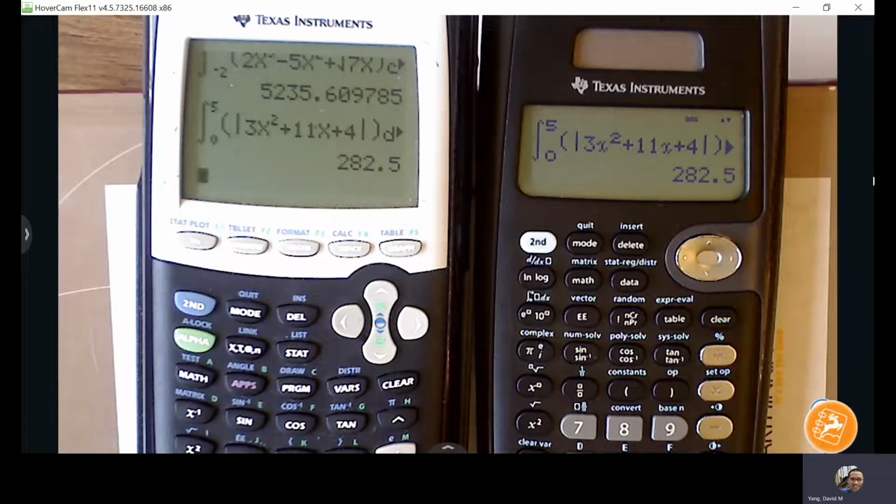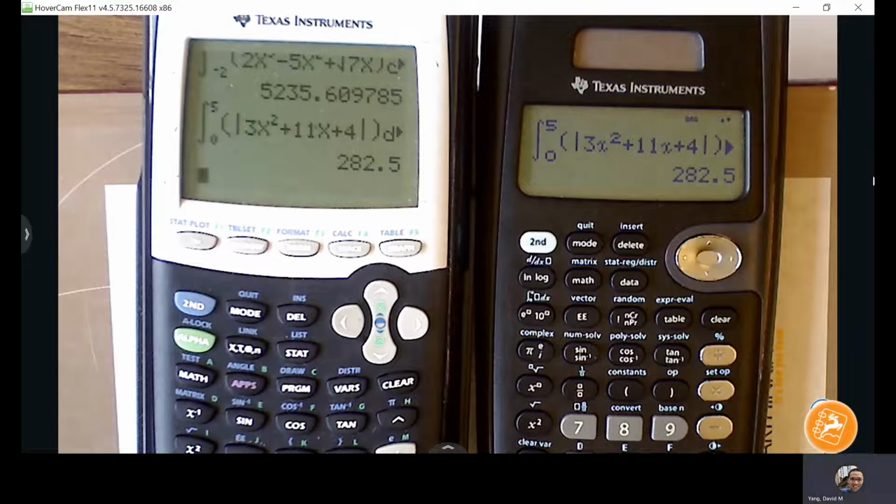Okay, any issues here? Are some of them clear? Okay, any issues with definite integrals or with absolute value?